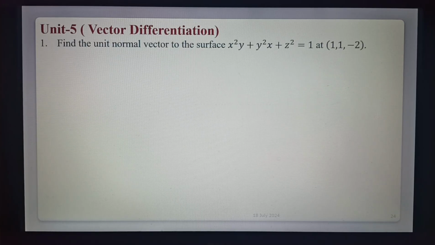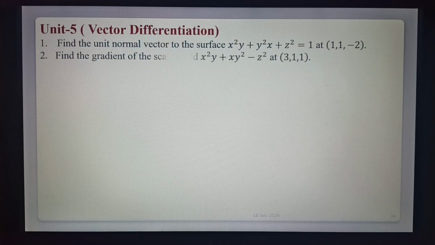So vector differentiation. Okay, vector differentiation from unit 5. Find the unit normal vector to the surface at point 1, 1, minus 2. So next one, find the gradient of the scalar field at the point 3, 1, 1.